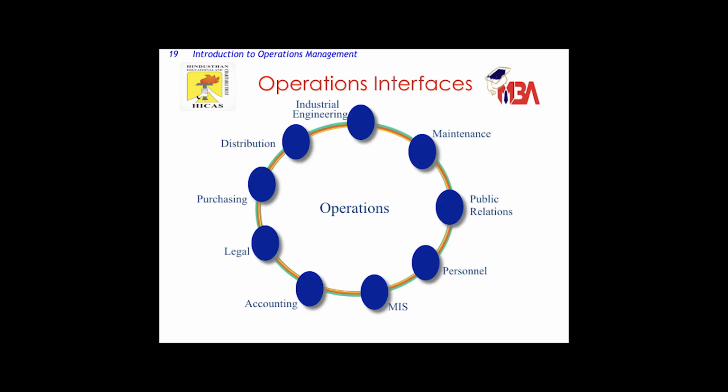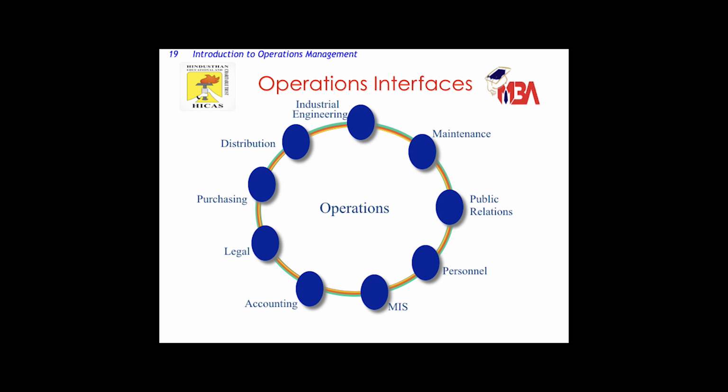To summarize, the operations management activity interfaces; it doesn't operate in isolation. It is not an independent activity. It interlaces with a lot of functions in the organization. So what are the various functions it is associated with? That is depicted in the slide: industrial engineering, maintenance, public relations, personnel, MIS, accounting, legal, purchase, distribution. Now, let us look into this independently.